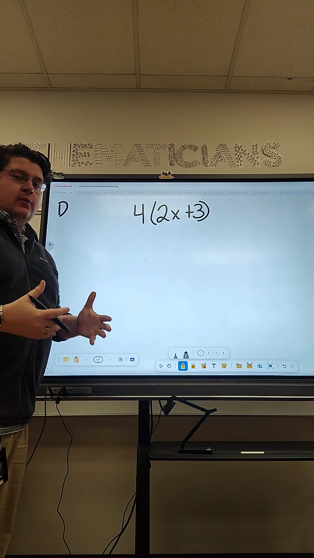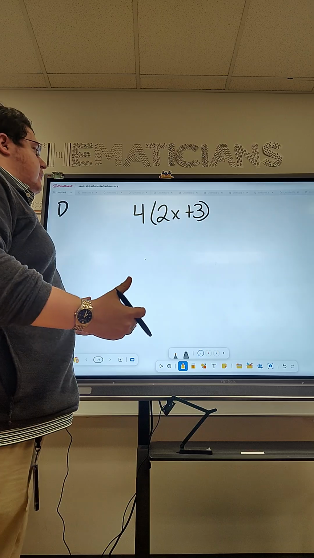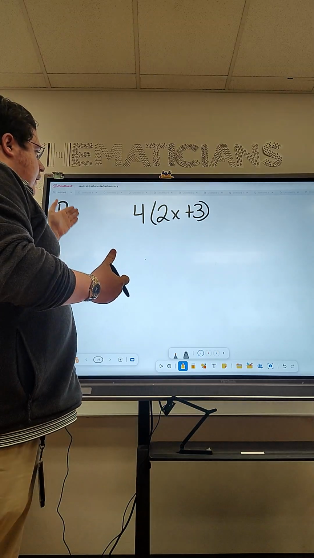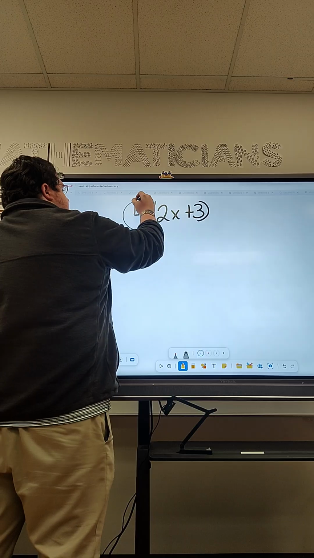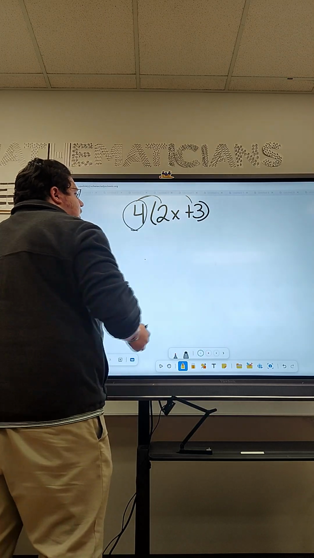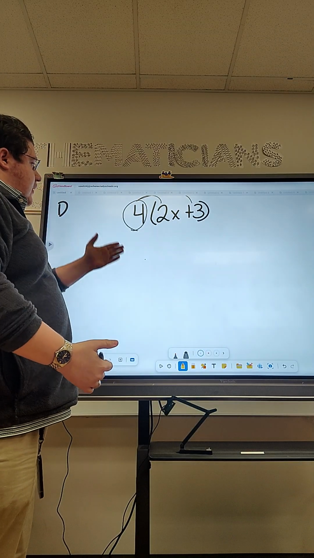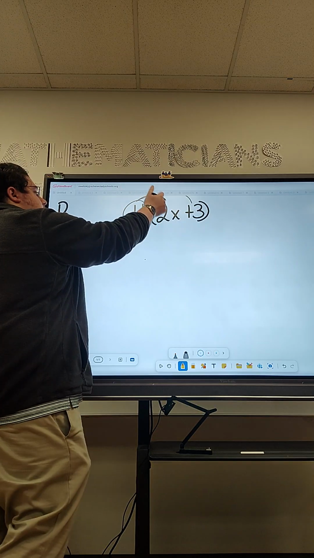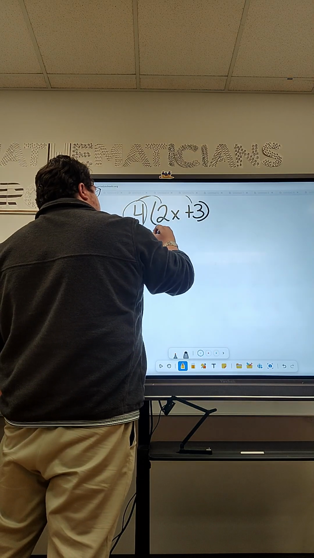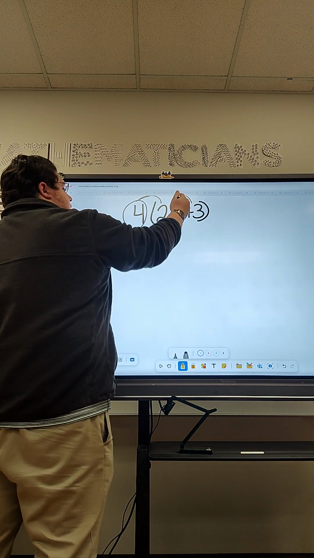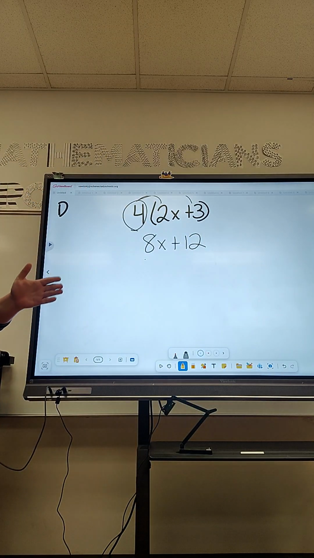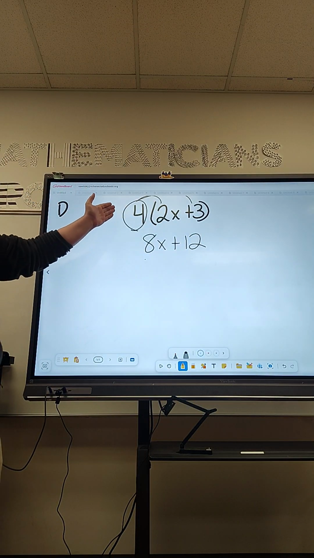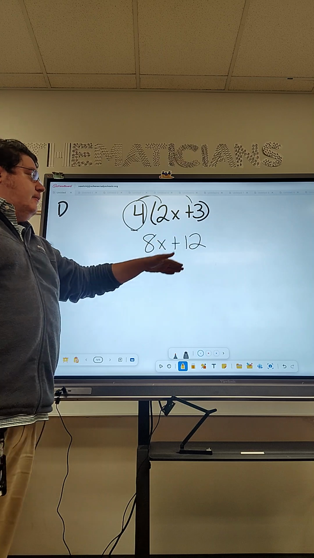Distribution is the process that we have when we are trying to get rid of parentheses in our equations. So what we do is we take the number on the outside of the parentheses and we multiply it to every number on the inside. So for this example, 4 times 2x is 8x, and 4 times 3 is 12. It's just multiplying whatever you see on the outside times everything on the inside.